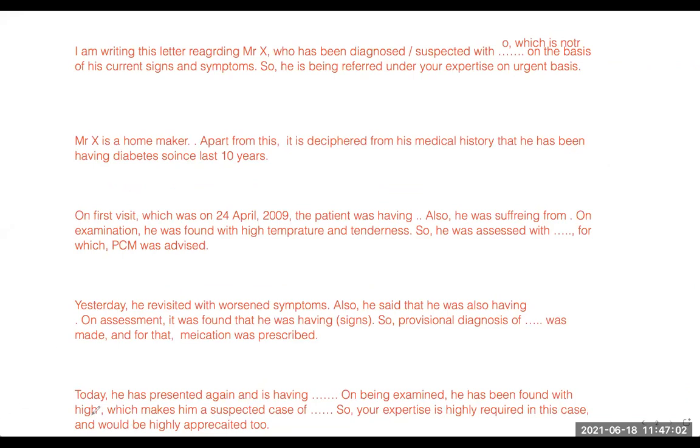So on being examined, he has been found with decreased motion of the right hip, which makes him a suspected case of osteoarthritis, not responding to anti-inflammatory medications. So your expertise is highly required in this case and would be highly appreciated too. Please correct the spelling of appreciated, and that is how the things will go.